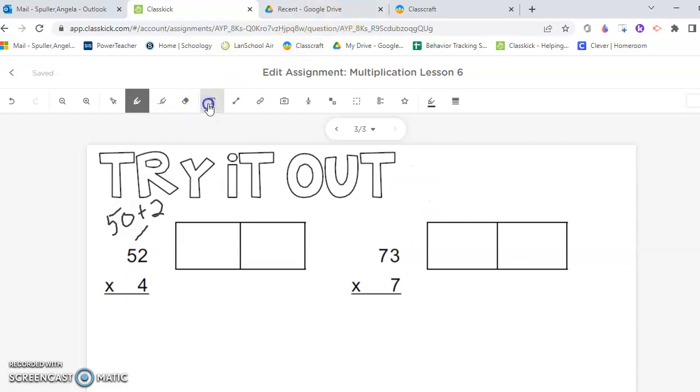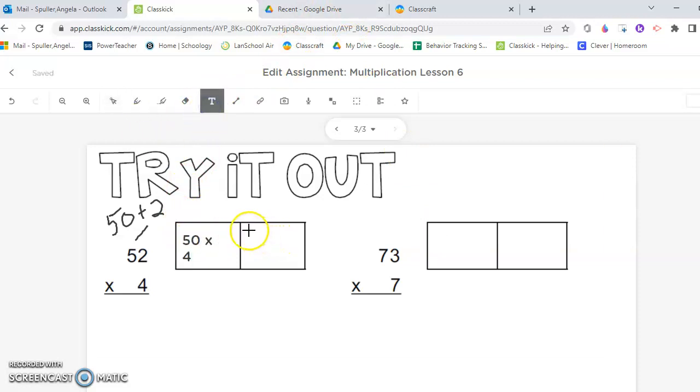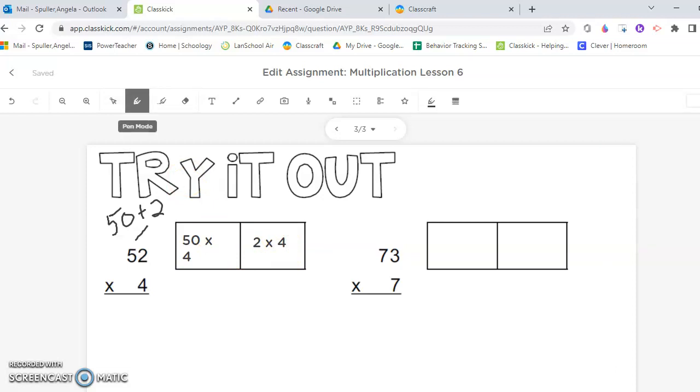So labeling the boxes, this should have been 50 times 4. And this next one should have been 2 times 4. Okay, now let's solve this. 5 times 4 is 20.